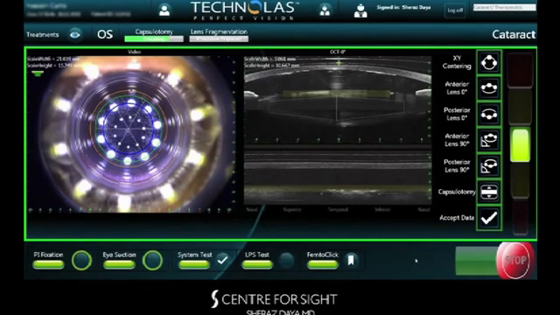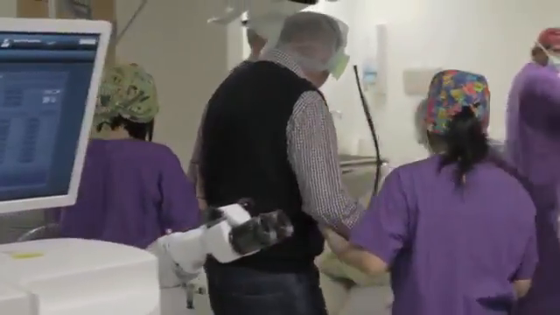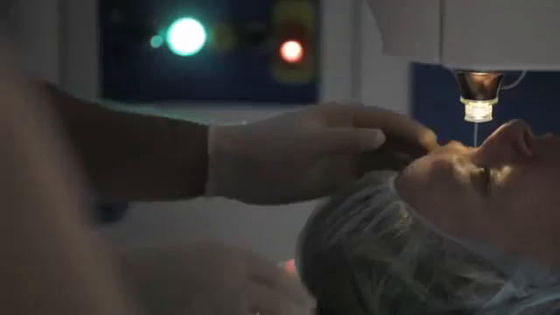Following capsulotomy, lens fragmentation is performed, and in this case the lens is divided into 6 segments. Following successful femtosecond laser surgery, suction is then removed and the patient is transferred to the operating table. Use of the femtosecond laser requires some changes in technique from conventional cataract surgery.